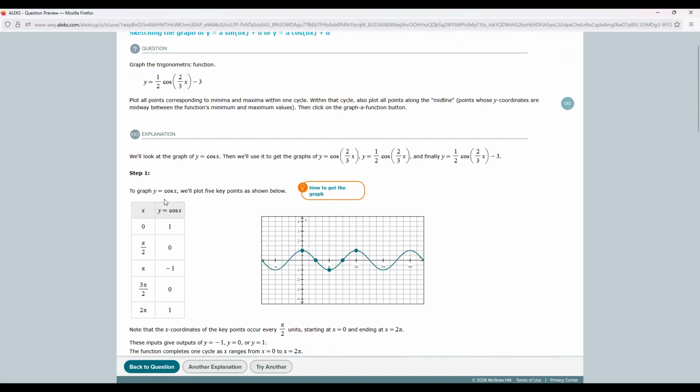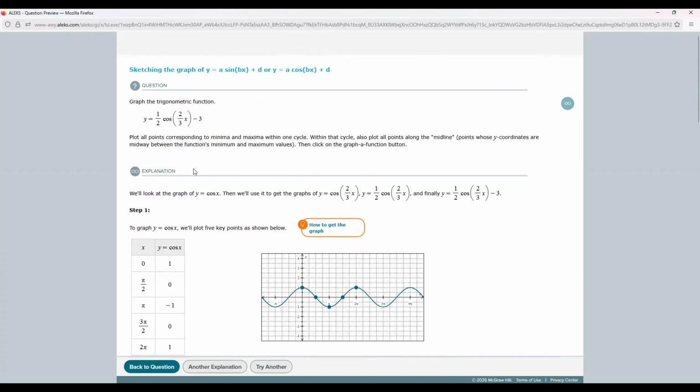So here's the explanation for these. Remember, they're doing multiple things at once to your function. Remember what each of these parts do. This shifts the original graph down three. This changes its amplitude by a half, and this will create a phase shift.